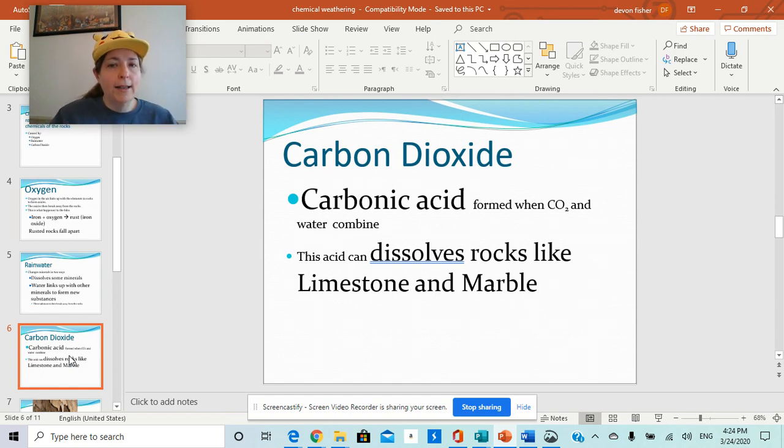So carbonic acid is formed when CO2 and water combine. That's why when we drink soda, it's a little bit acidic, and if you have an upset stomach, it can actually burn your throat and your esophagus a little bit. Carbonic acid can dissolve rocks like limestone and marble, especially. So that shows up on the Regents a lot.